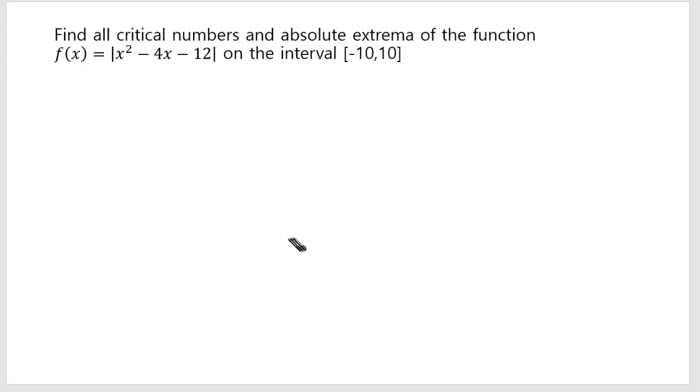Find all critical numbers and absolute extrema of the function f of x equals the absolute value of x squared minus 4x minus 12 on the interval negative 10 to 10. Now, the challenge here is how to deal with this absolute value.